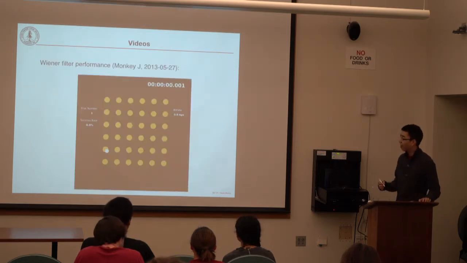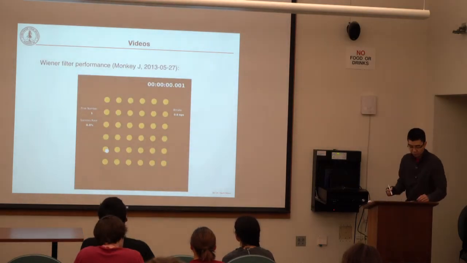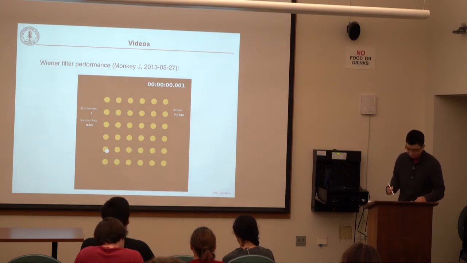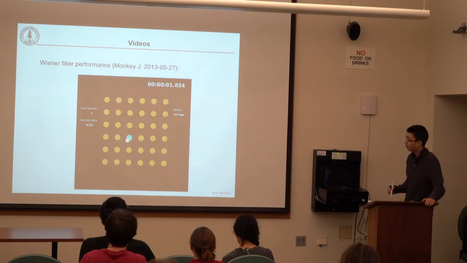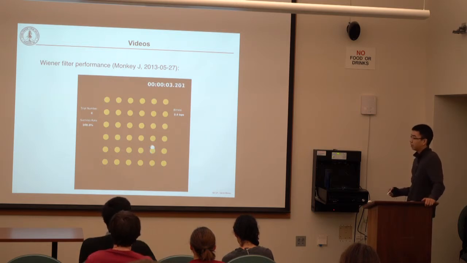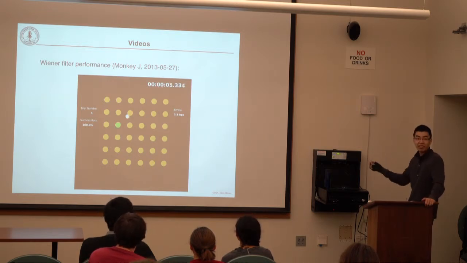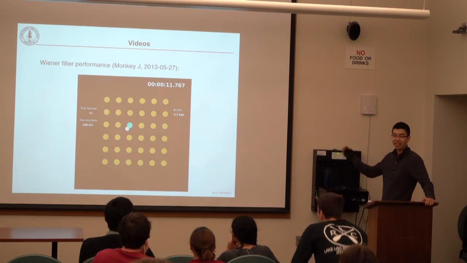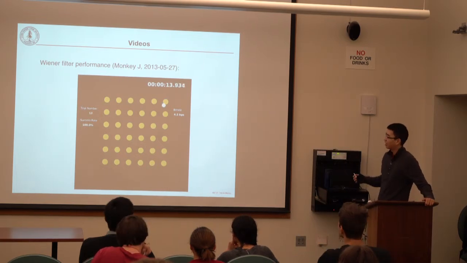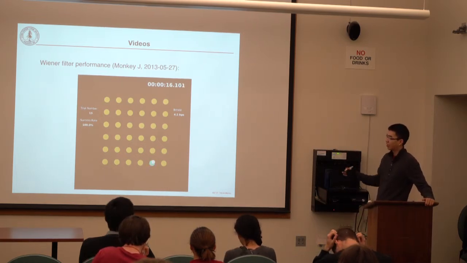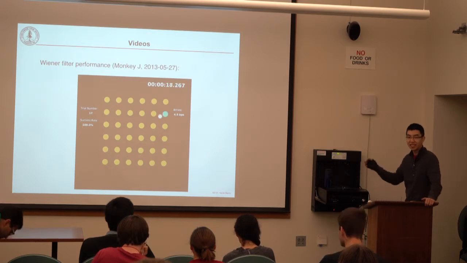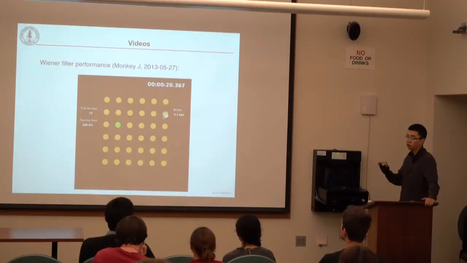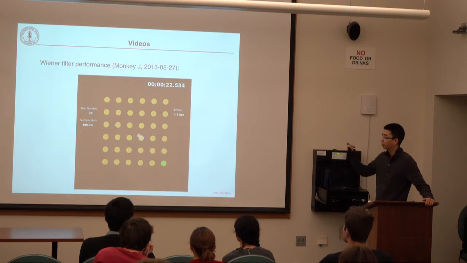And as we saw at the very end of last lecture, if we looked at the performance of the Wiener filter, we'll see that the performance is very, very good. And so the success rate, again, is almost 100%. The monkey's able to move the cursor directly to the target. And when he gets to the target, he's able to hold on the target, hold the cursor still over the target.